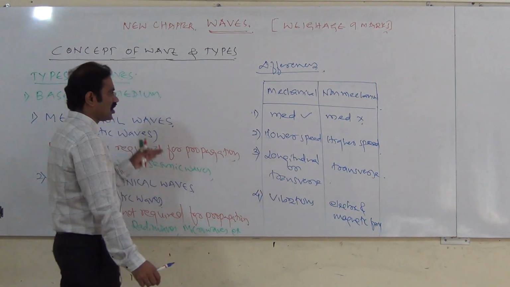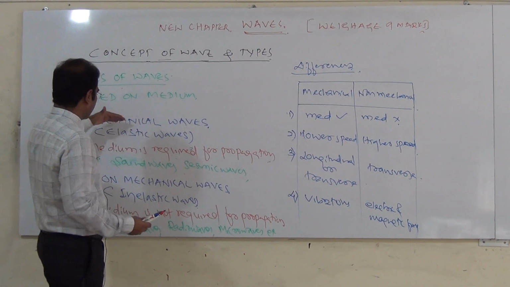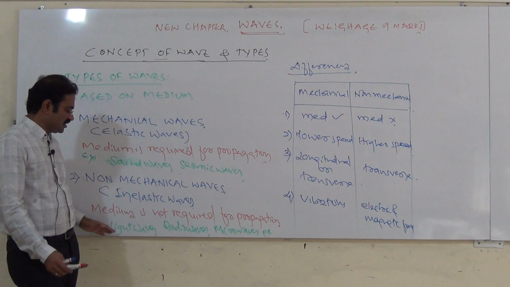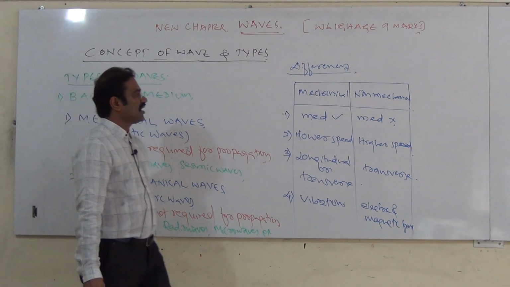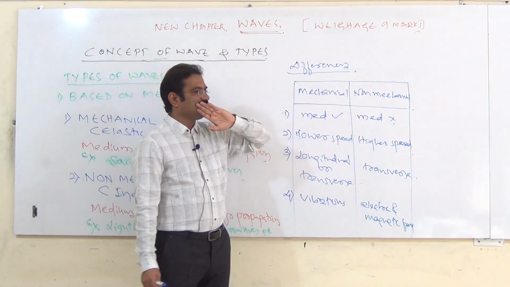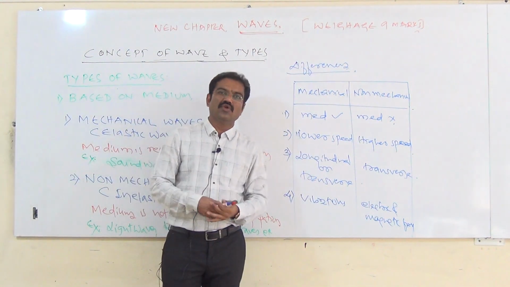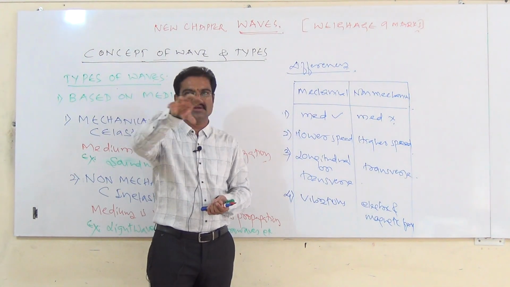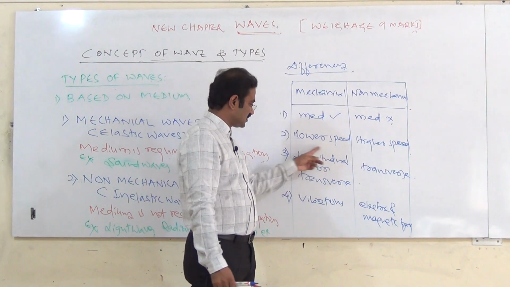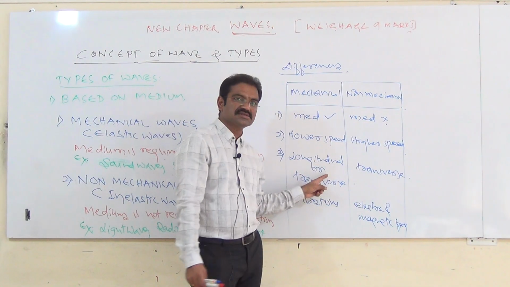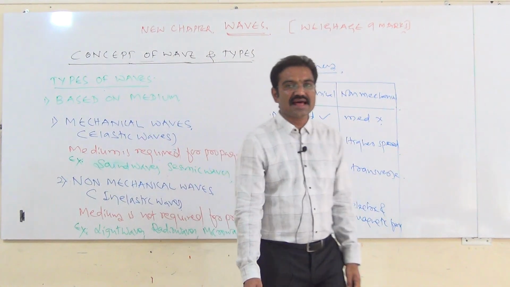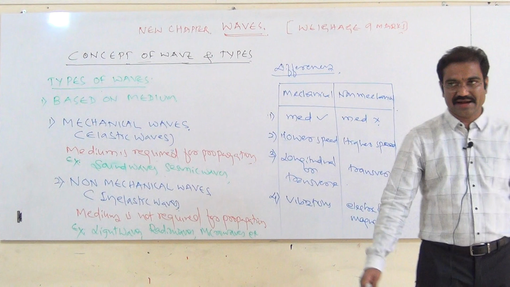Now I take one by one. Already we know about this. Based on the medium, mechanical and non-mechanical. Medium is necessary, mechanical waves. Medium is not necessary, non-mechanical waves. Examples we have sound waves and seismic waves. Here also examples light waves, radio waves, microwaves, etc. If you take the differences, mechanical waves require the medium, non-mechanical waves do not require the medium. Mechanical waves move with a little lower speed, but non-mechanical move with a higher speed. They may be longitudinal or transverse. In the next discussion you will come to know what is longitudinal and transverse. But non-mechanical are always transverse. Here we call them vibrations. There it moves with electric and magnetic fields.